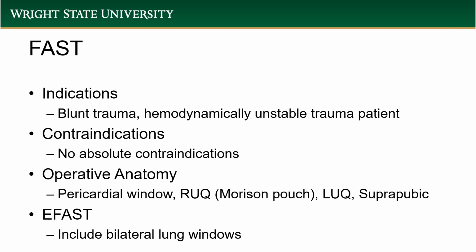Next, you have the right upper quadrant view. You want to be in the right mid-axillary line at the level of ribs 9 to 12, a little bit different based on age and lung volume. And this will show you the diaphragm-liver interface as well as Morrison pouch.